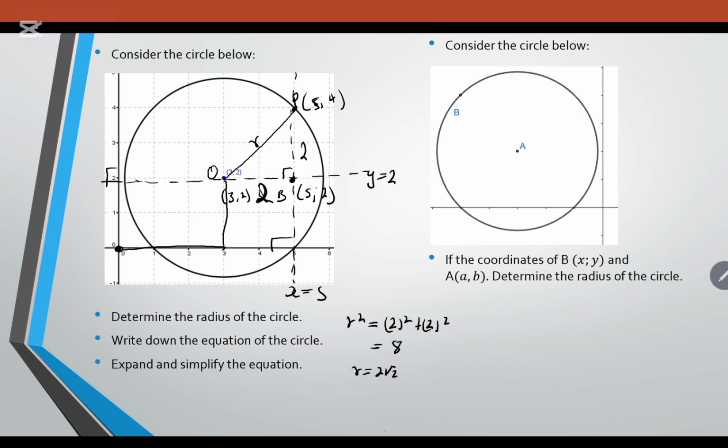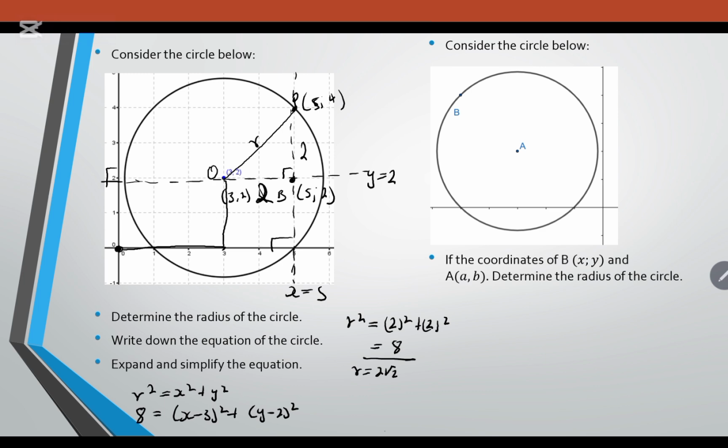So the equation of this circle will therefore be, moving from r squared is equal to x squared plus y squared. Now we found that r squared is 8, so this will be 8 is equal to, we say the circle moved from the origin 3 units to the right, so that will be x minus 3 squared plus y minus 2 squared. So this will be the equation of this circle.